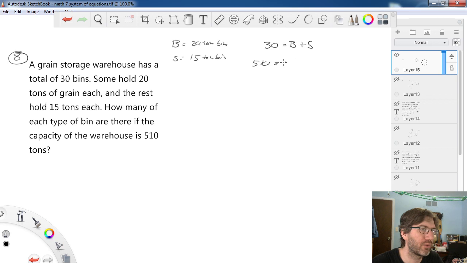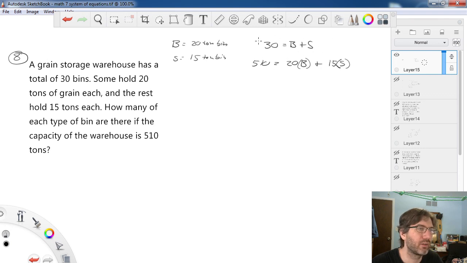B is worth 20 tons, so it's going to be 20 times however many big bins you have, plus 15 times however many small bins you have. We're going to put these in parentheses just to keep things organized a little more. And this is a 5. I just can't write very well. So these are your two equations, and then you just solve for one of them and substitute into the other.